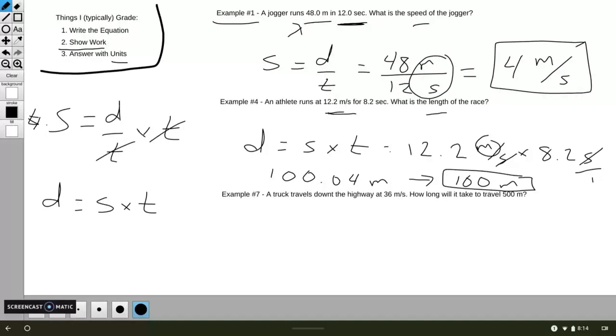All right, now we do example number three. Again, we can do it the first way I showed you, like example number two. We can start with S equals D over T, and then just plug in what we know.